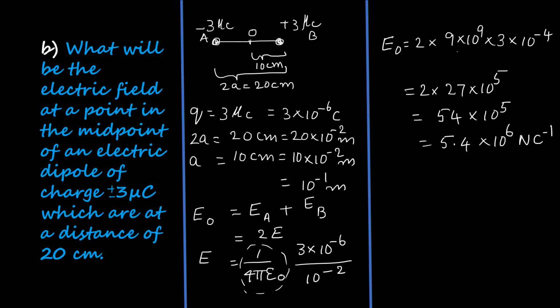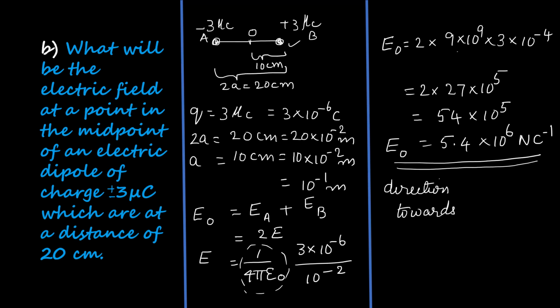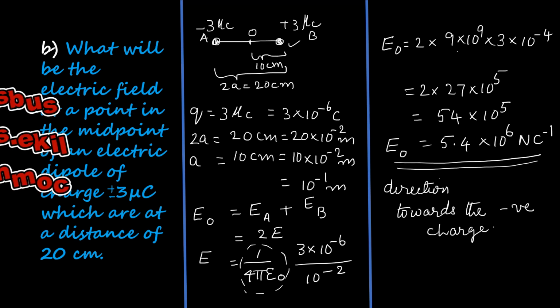That is the unit of electric field. This is the magnitude of electric field at midpoint. Electric field is a vector quantity. So what is the direction of this electric field? It is towards the negative charge.